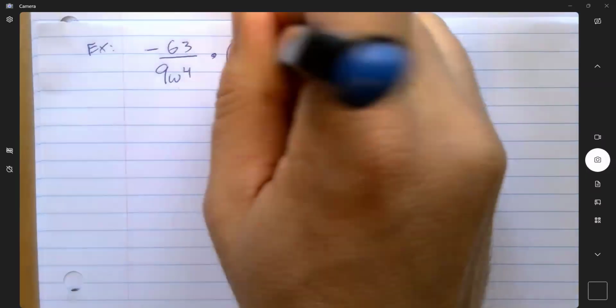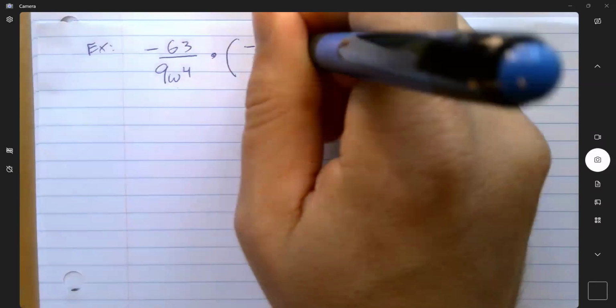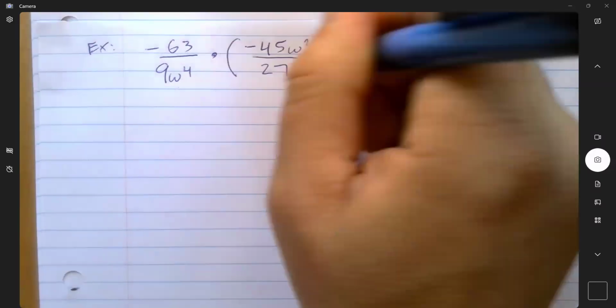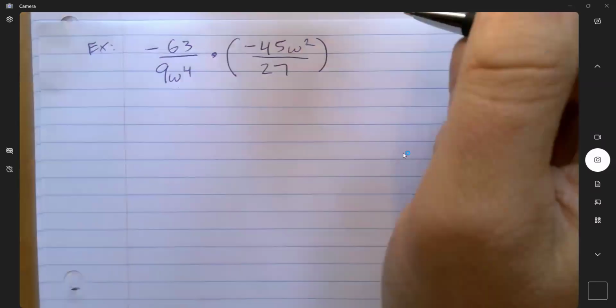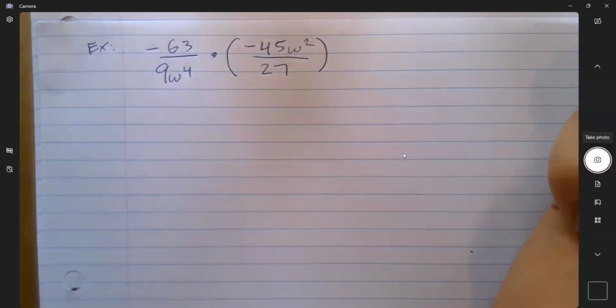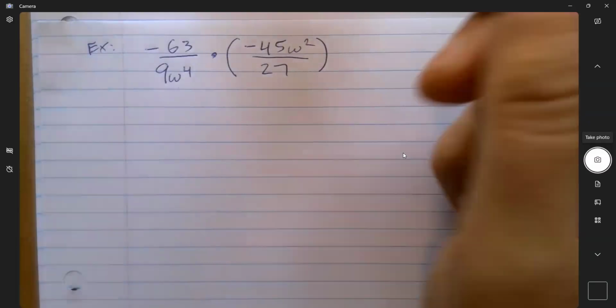Okay, next question. All right, another one, very similar. Negative 63 over 9w to the fourth times negative 45w squared over 27. And we're going to do the multiplication and reducing in the other order.